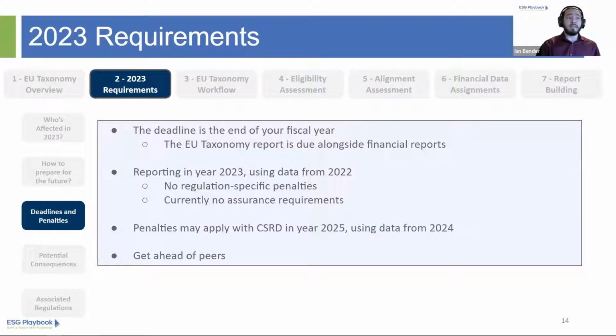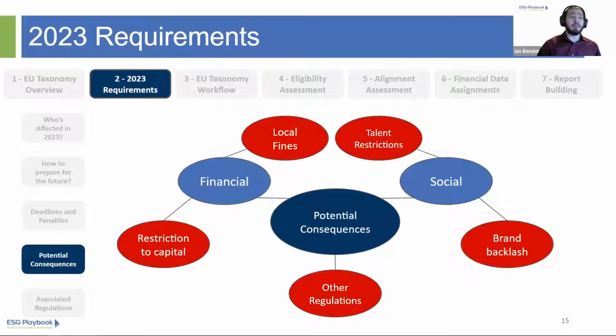And as for penalties for the year of 2023, where we will be reporting on the data from 2022, there are no regulation-specific penalties. There are also no regulation-specific requirements around assuring the report. However, these sort of penalties will come in when the CSRD is finalized for the year of 2025, in which we'll be reporting on the data from 2024. I do say that there's no regulation-specific penalties, but there may be other potential consequences that come along with not filing a report. And to clarify, these consequences are not absolute, but rather conjecture, as there can be quite a few factors aside from the regulations that can prompt a taxonomy report.